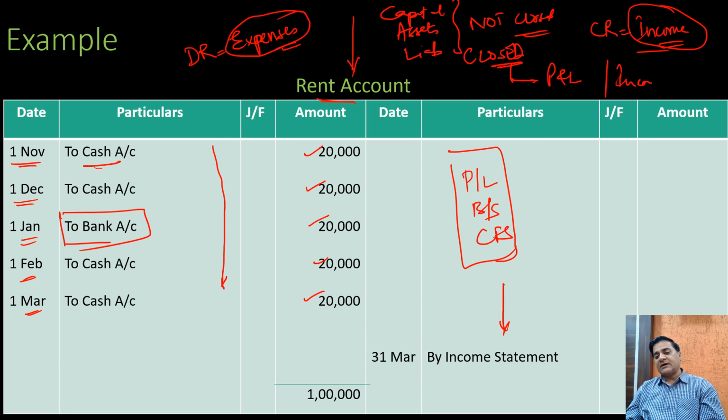Hope the way a ledger account is prepared is clear to you. I would request you to do at least 2 to 3 illustrations so that you have a better idea of how to prepare a ledger account, right?